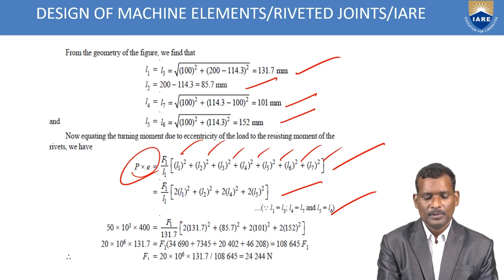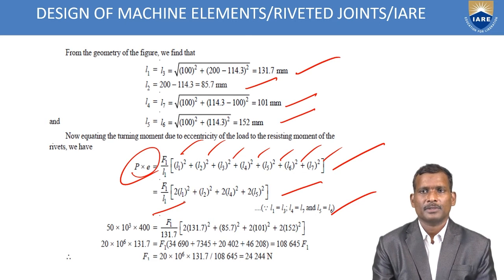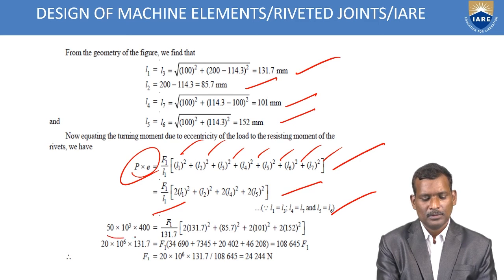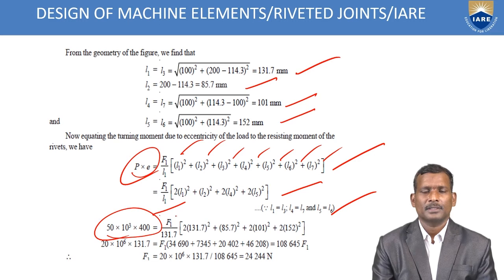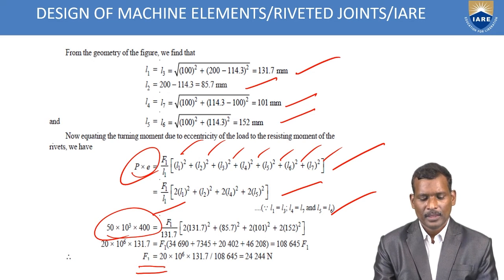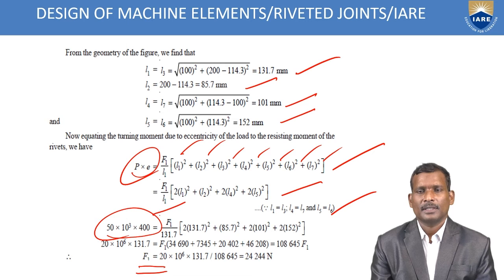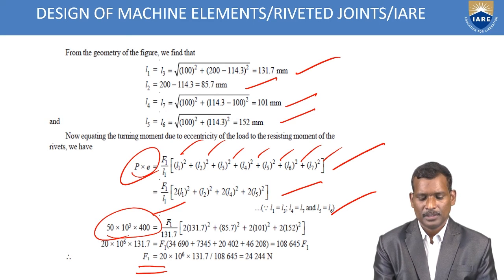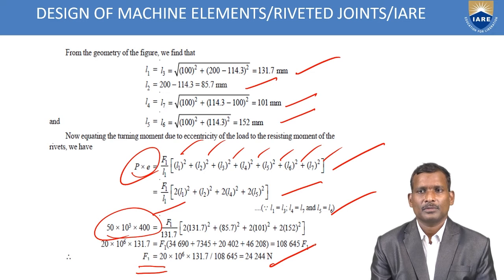F1 by L1 multiplied with the bracket 2 L1 square plus L2 square, L3 square to L5 square. So substitute the moment P into E: P value 50 kilonewtons, E, the eccentricity, is 400, equated to this resisting moment. Clear? F1 by 131.7, and the remaining values you already know, L1 square, L2, L3 square. So in this, the unknown is force F1. Clear? That is the secondary shear force. So find out the secondary shear force. You will get 244 newtons.